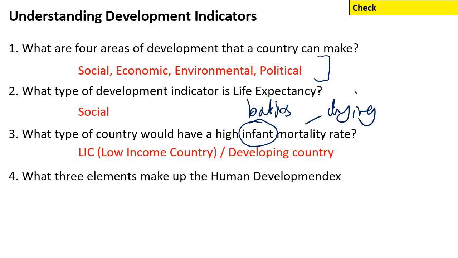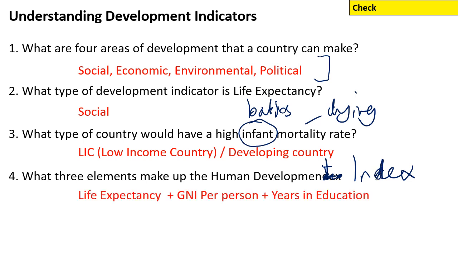What 3 elements make up the Human Development Index? Apologies for the typo there. Human Development Index. And that was life expectancy, GNI per person, and years in education. So life expectancy being social, GNI per person being economic, and years in education being social. And remember, they are scored together to give a score between 0 and 1.